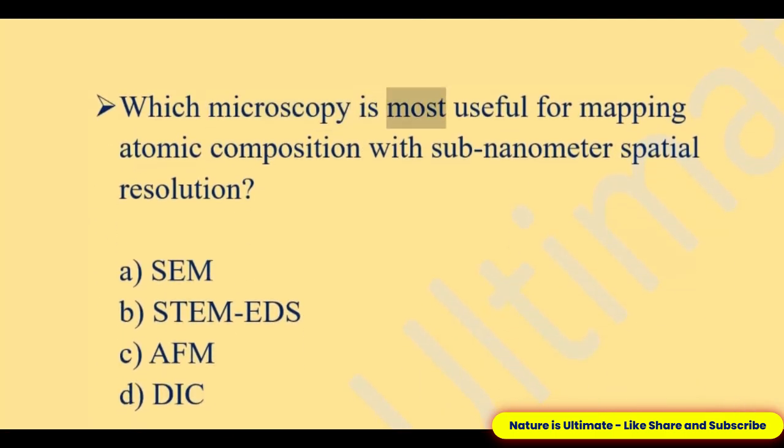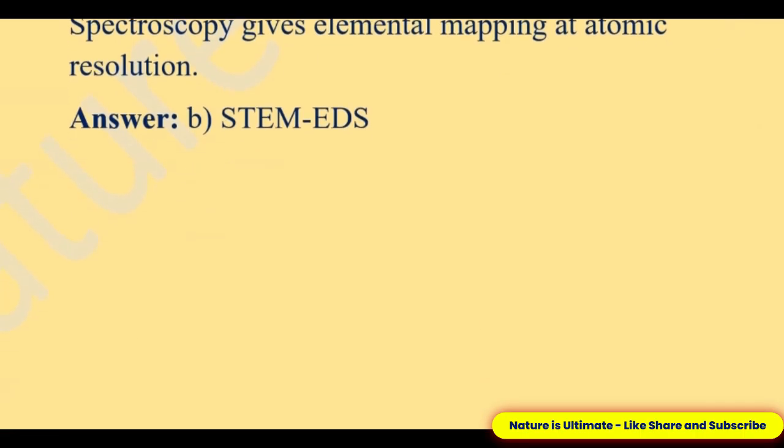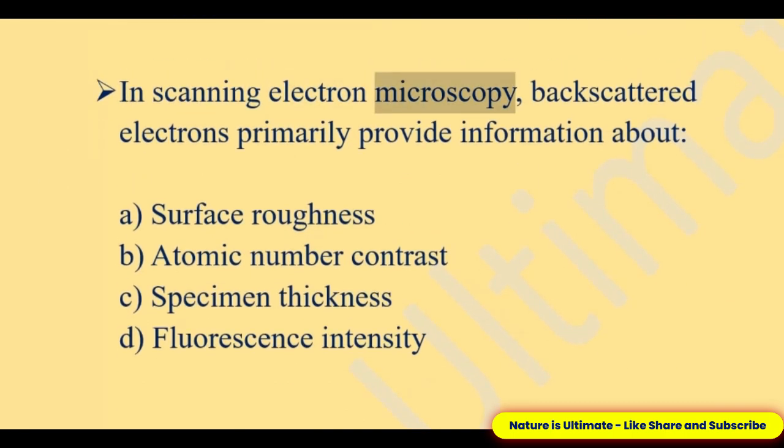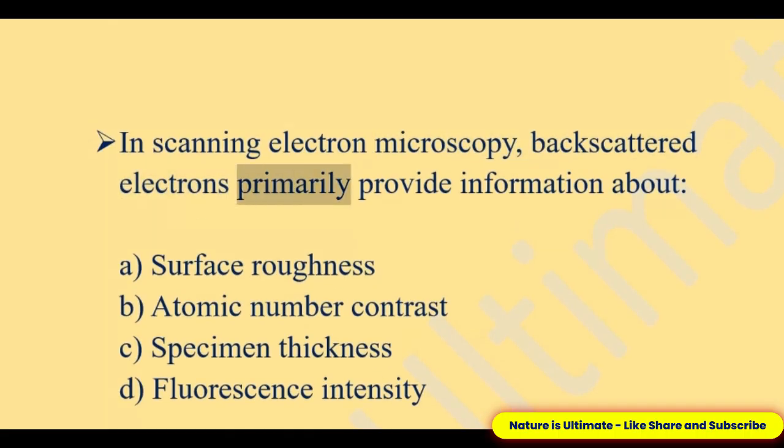Which microscopy is most useful for mapping atomic composition with sub-nanometer spatial resolution? A. SEM. B. STEM-EDS. C. AFM. D. DIC. Explanation: scanning transmission electron microscopy combined with energy dispersive X-ray spectroscopy gives elemental mapping at atomic resolution. Answer: B. STEM-EDS.